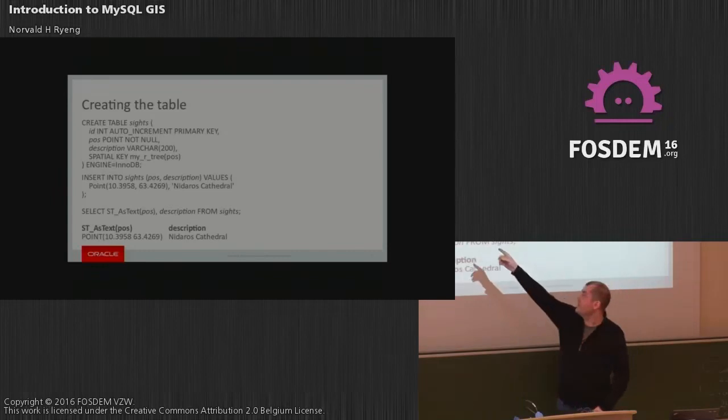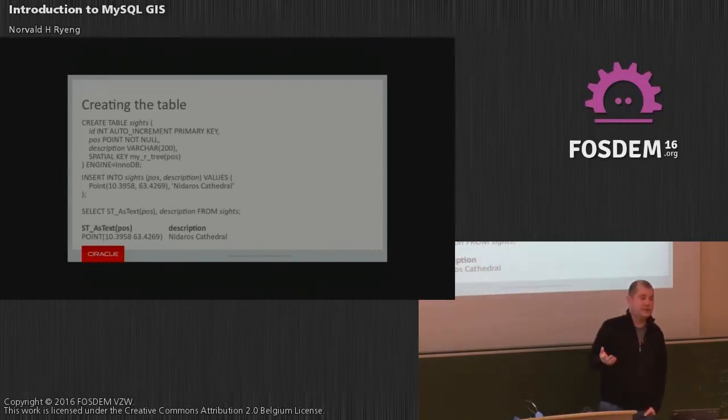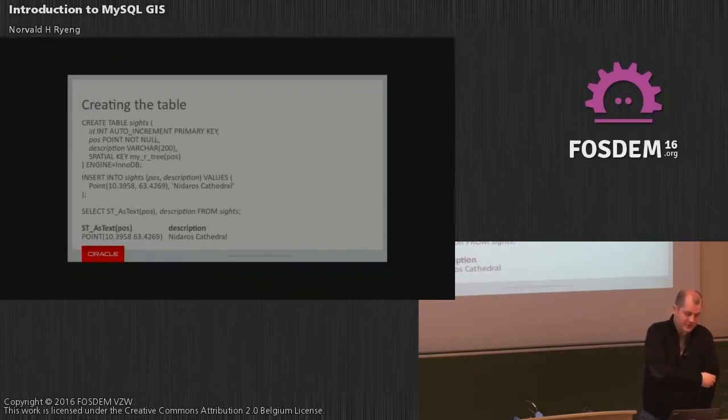If you see, the position column has POINT NOT NULL. If you're going to index it, it has to be NOT NULL in MySQL. We can't add null values to these R-trees. This is one limitation of the implementation.